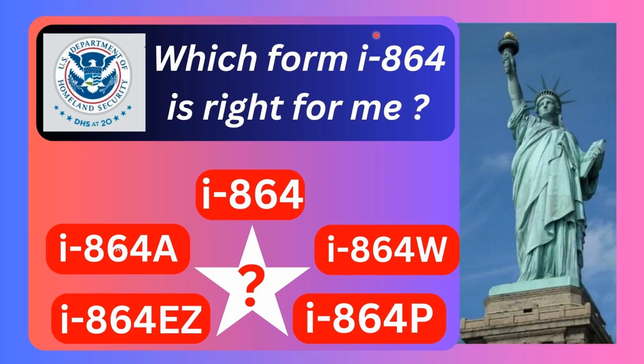So we have looked at all 4 forms. This is a form, this is a form, this is a form, and this is a table, but they are all I-864 types. So there are 5 different types of I-864, the main one and the other 4.